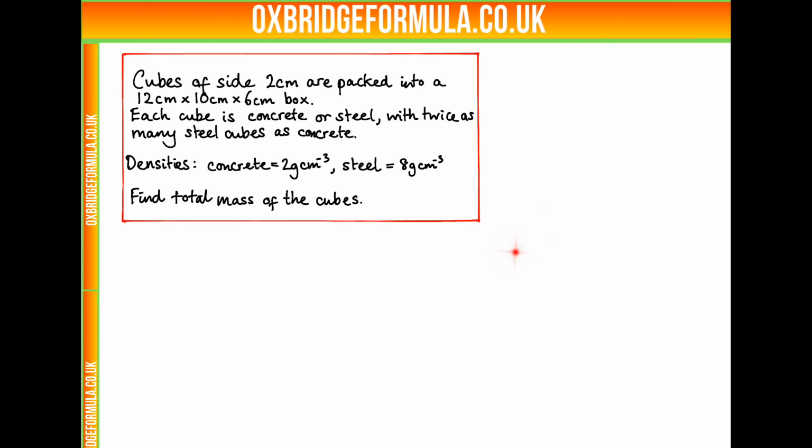So how many cubes do we have in total? If you fit it into each dimension, so each length, then we have 6 by 5 by 3. So 2 goes into 12 6 times, into 10 5 times, and into 6 3 times. So we have 90 cubes.